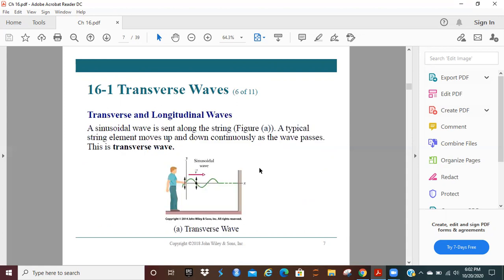So, transverse and longitudinal waves. A sinusoidal wave is sent along a string, and a typical string element moves up and down continuously as the wave passes. This is the transverse wave. See here, you've got the wave being created, moves this way with a certain velocity.